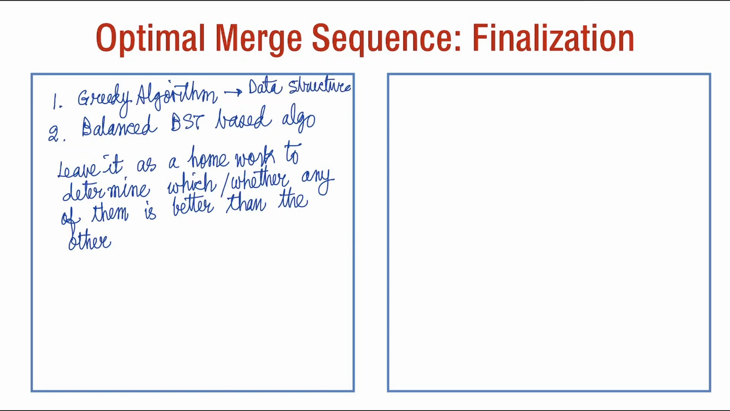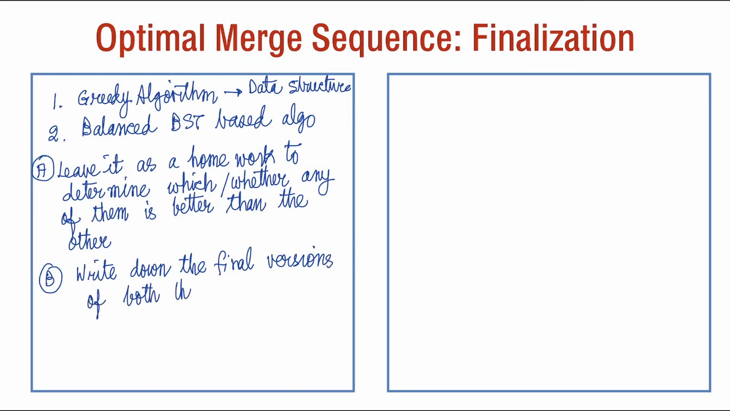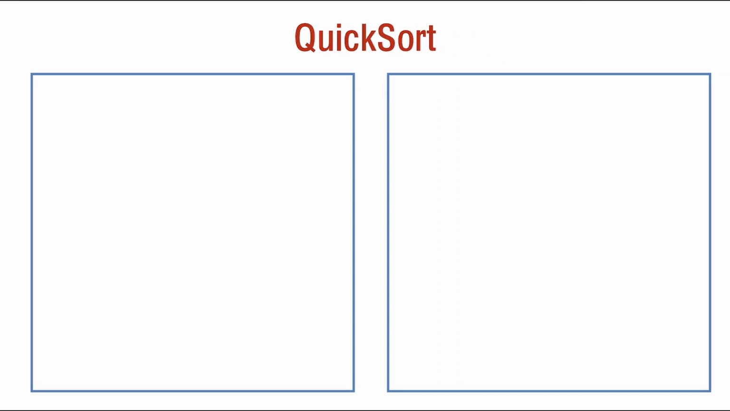And once you determine this, another homework: part A is one homework, B is write down the final versions of both these algorithms. So now we have to write down the final versions of both these algorithms.